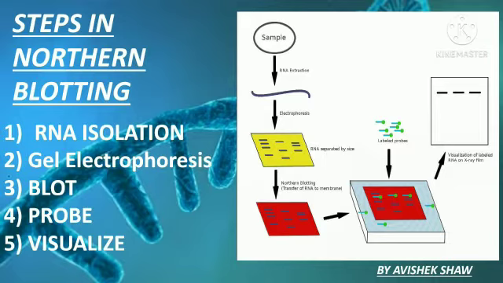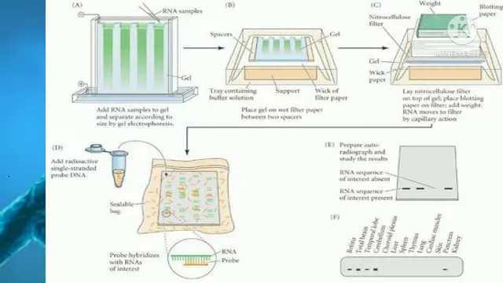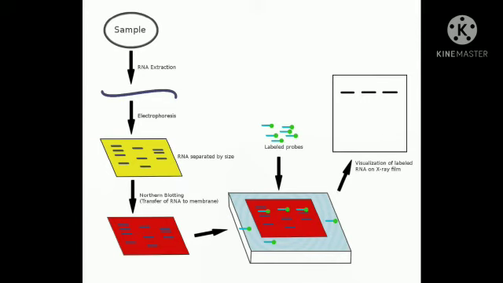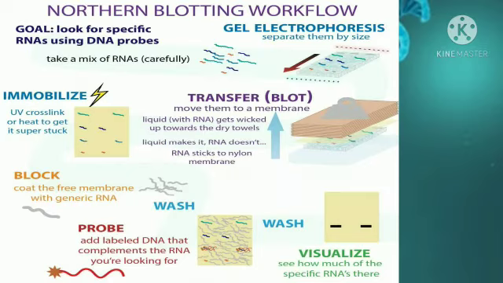So the agarose gel should contain about 1.5% formaldehyde for the same reason, that is, to destroy the secondary structure of the RNA. So we have isolated RNA and gel electrophoresis is done. Now we will do the rest of the three steps mentioned here: that is blot, then probe, and then visualize.